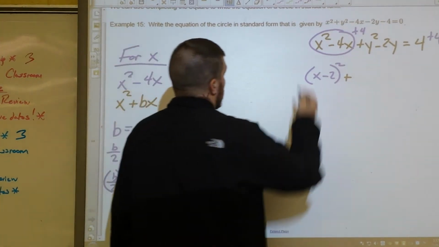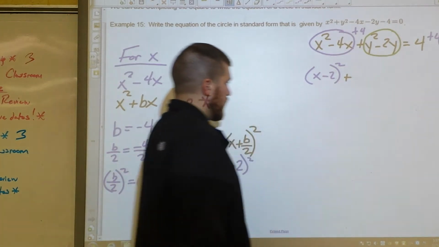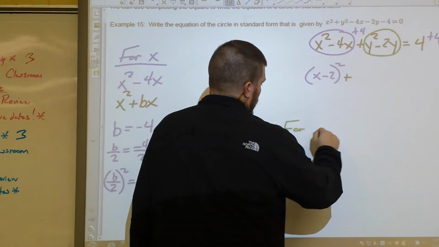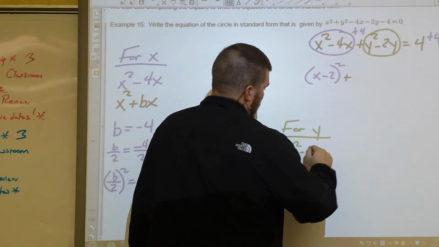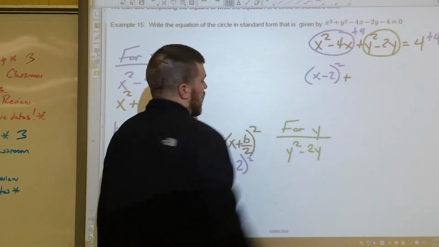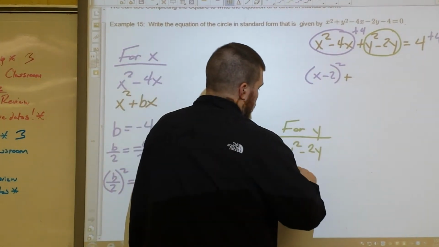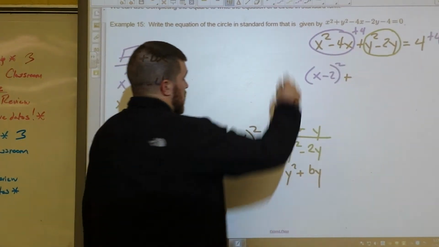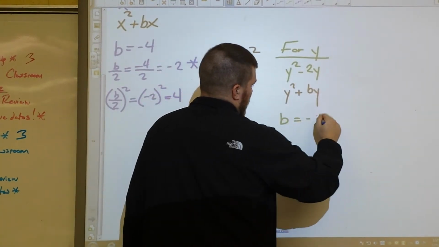I haven't done that something yet. That's my y, so I'm about to do that now, and I'm going to do that in green. Again, some scratch work here for y. I'm going to start with what I have, y squared minus 2y, and match it up with my completing the square rule, y squared plus by. My very first step is to figure out what b is. So b is negative 2.